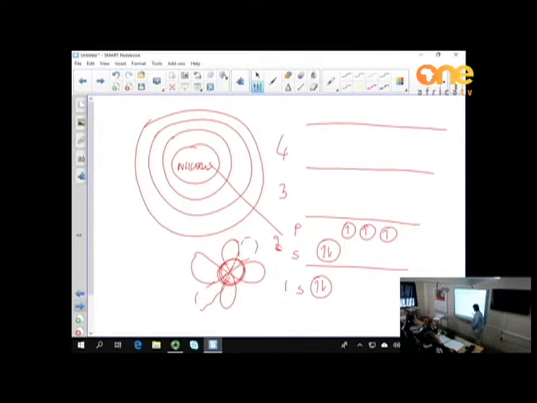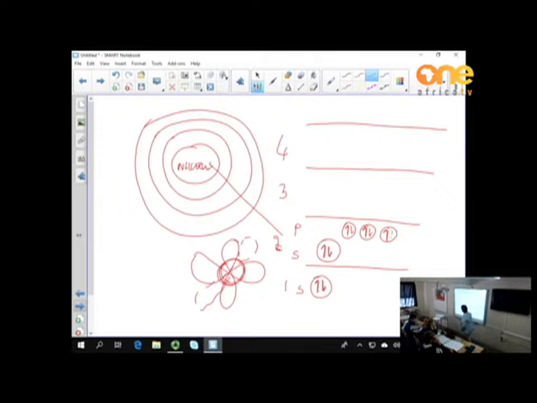9 electrons. So 1, 2, 3, 4, 5, 6, 7, and now they will pair off, 8, 9. How many bonding places does fluorine have? 1. Yes. All right?